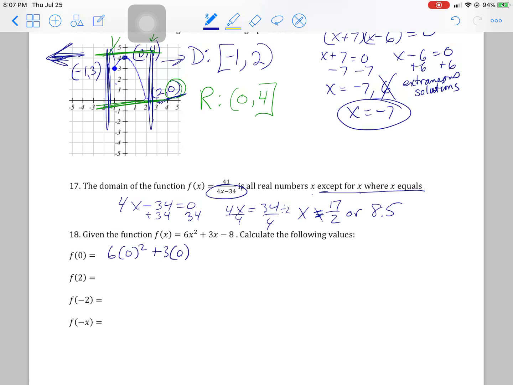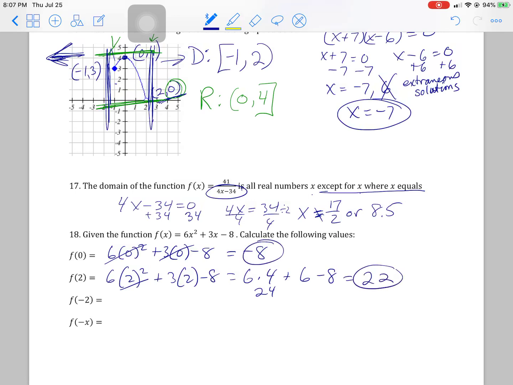I like to show my work. Show the substitution, please. Everything times 0 is 0, so this is going to be a negative 8. Put in the positive 2. This is going to be 6 times 4 plus 6 minus 8. 24 plus 4 is 30, minus 8 is 22.